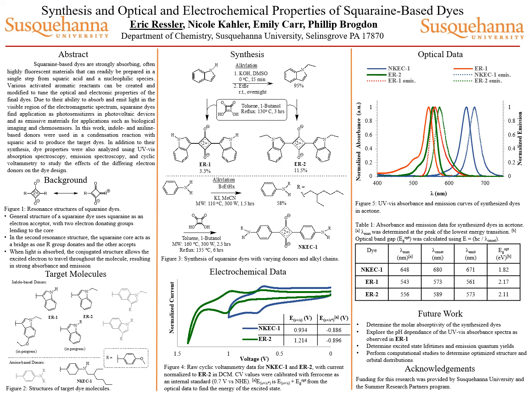The oxidation potentials of NKEC1 and ER2 were determined to be 0.934 volts and 1.214 volts respectively versus the normal hydrogen electrode. Excited state oxidation potentials for NKEC1 and ER2 were calculated at negative 0.886 and negative 0.896 volts versus NHE. The dyes were examined with UV-vis absorbance and emission spectroscopy.